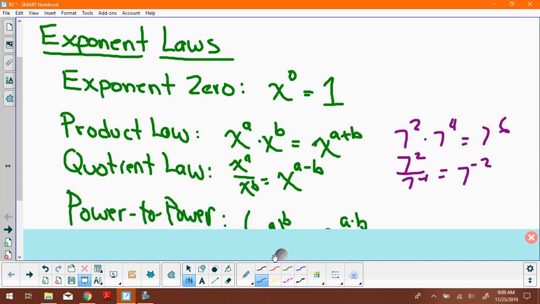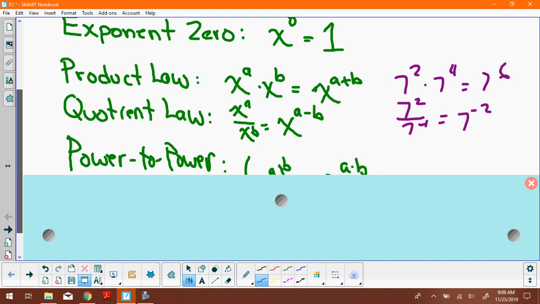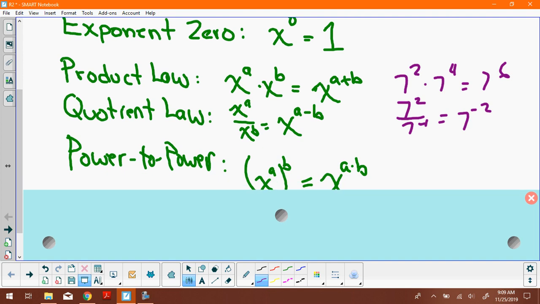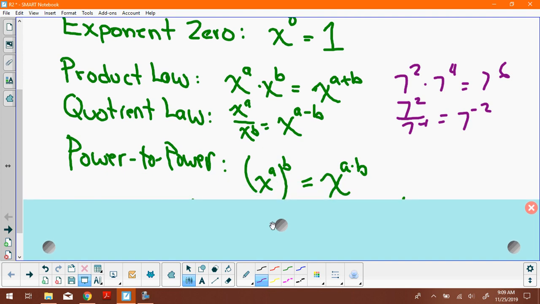Okay, our third rule, I'm sure that says fourth in this list, is power to a power. When you have a power and you raise it to another power, you have to multiply the exponents together. So again, if I took my same numbers here, I have 7 squared, but I'm going to raise it to the power of 4, then I would get 7 to the power of 8.